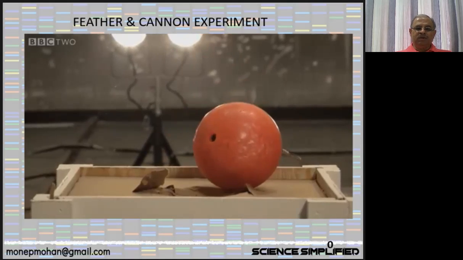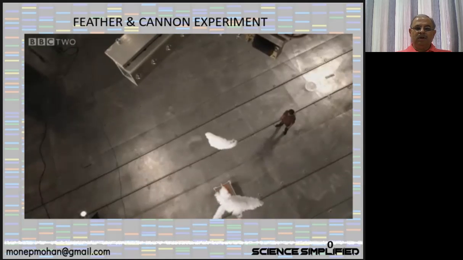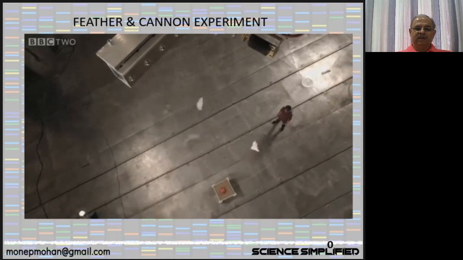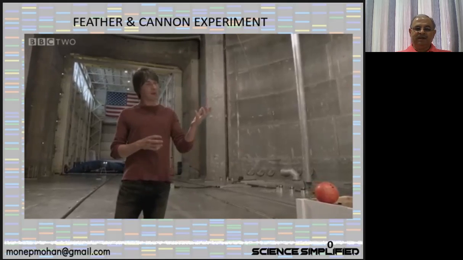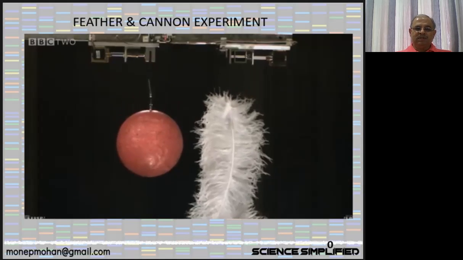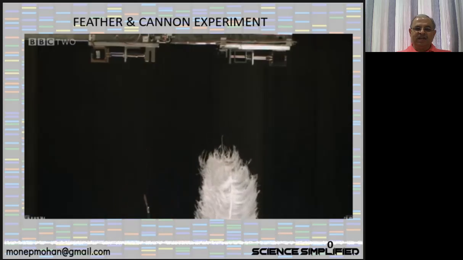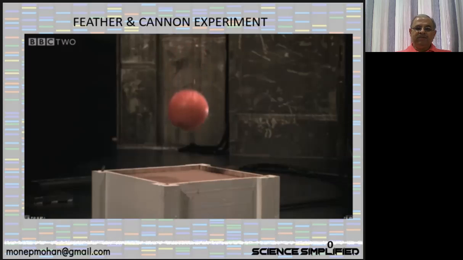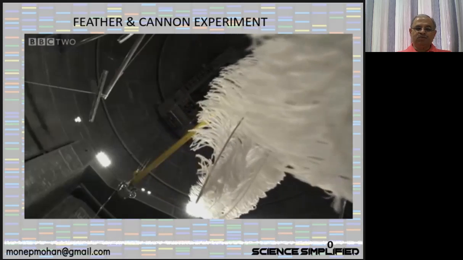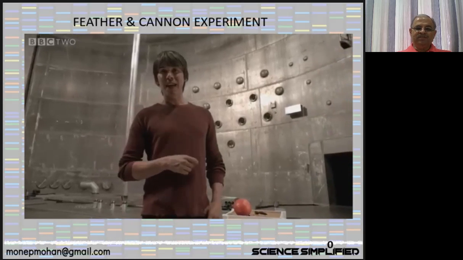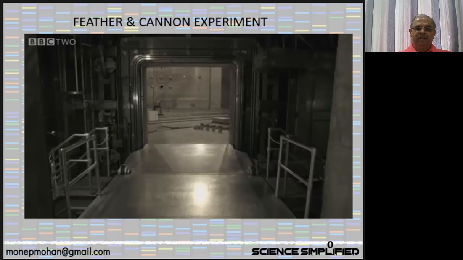You can easily observe that the cannonball has reached the ground first and then the feathers have come after it. This is because there is air inside on which the feathers start floating, and that is why there is air resistance to the feather and they reach the ground late.